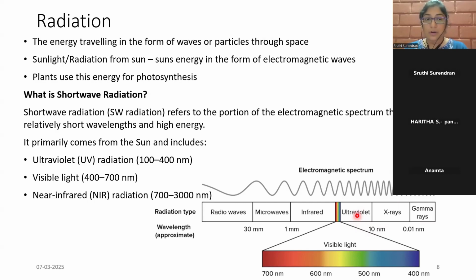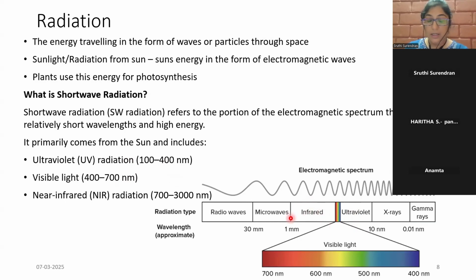Similarly, visible light, we all know, from 400 to 700 nanometers, especially the blue and red lights, are taken up by the plants. And then near infrared radiation, extending from 700 to around 3000 nanometers, is utilized by plants. So somewhere in the middle, the electromagnetic spectrum useful to plants spans from ultraviolet radiations till near infrared radiations.